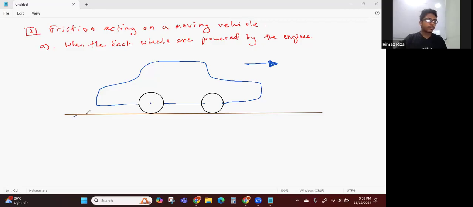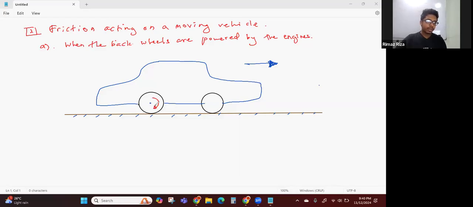So this is a rough ground. We know the surface has to be rough in order to drive. If the surface is very smooth, the vehicles can't go. It won't work, so the floor has to be rough. For example, the tires are made in a special design so that they maximize the friction. They have these patches and cuts in the tires to maximize the friction. Anyway, here the engine rotates this wheel in this direction.